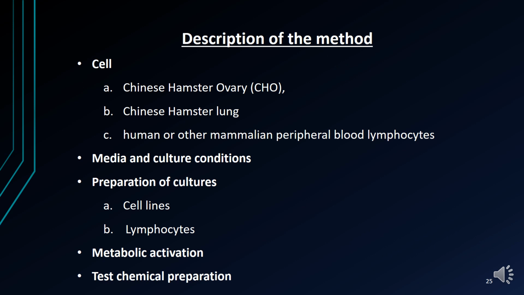Next is the description of a method. So there are the different cell lines that we have to use for this test. Examples are the Chinese hamster ovary, then Chinese hamster lung, then human or other mammalian peripheral blood lymphocyte.